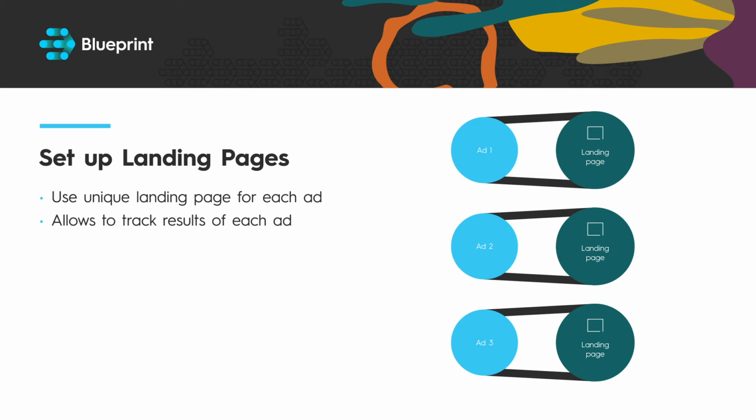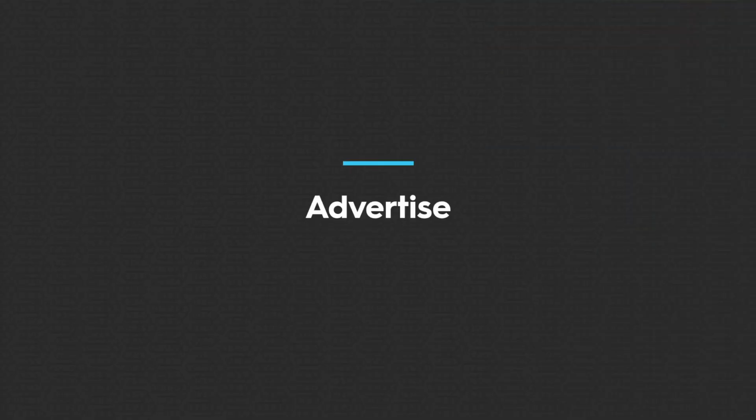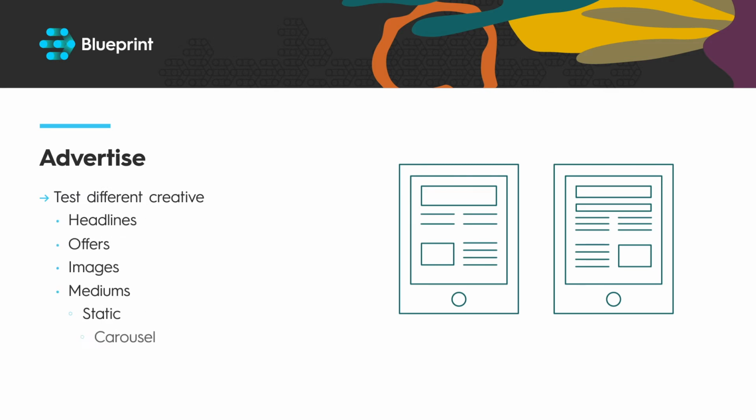The next thing you want to do is develop your ads. Whether it's pay-per-click using Facebook, Instagram, and Google ads, whatever it may be to you, you want to develop these ads and then drive the ads into your landing page to test both your ads and landing page performance. When it comes to your ads, test different headlines, offers, images, and mediums, such as static, carousel, or video.